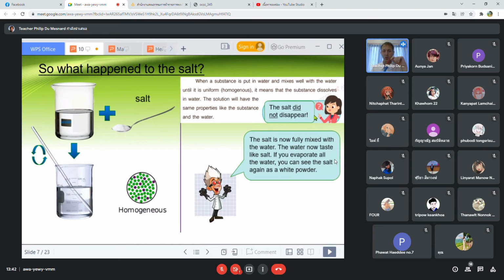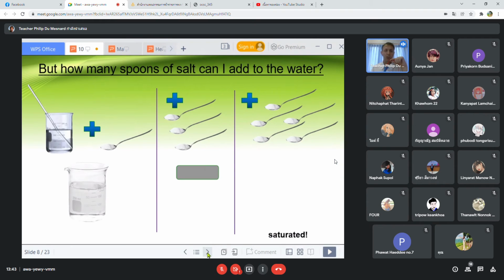Okay, so when you have a solution and you mix something, it's a very good mixture, but it does not disappear. It just goes in the spaces between the water. Okay, now let's look at how much salt can we put in the water. So 1 spoon is, yeah, three or maybe a little bit more than three. That's right. So 1 spoon, no problem, is easy. 3 spoons, yes, is okay.